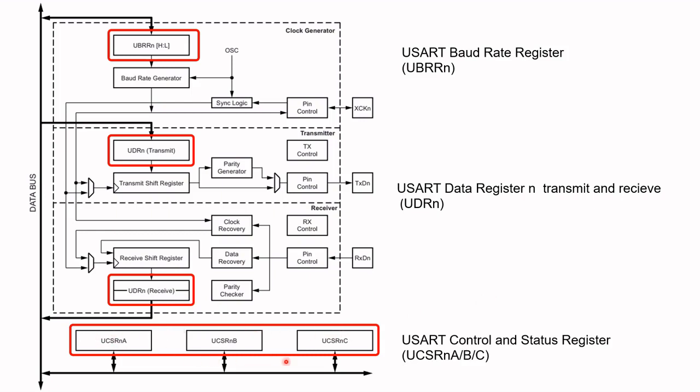Then I want you to take notice of these three registers, which are the USART control and status registers, or UCSR. Now there are three separate UCSR here. One is UCSRA, the other is UCSRB, then the third one is UCSRC.